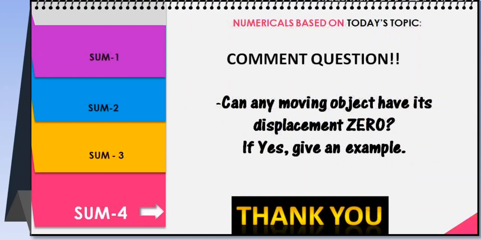Moving on to the last part of this video, that is the comment question. You have to give the answer in the comments. The question is, can any moving object have its displacement 0? If yes, give an example in which the object has moved but the final displacement is 0. So these three sums you will be solving after making notes, and this question is specially for the comments.